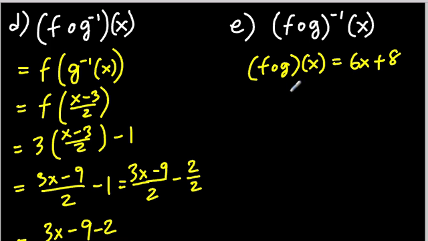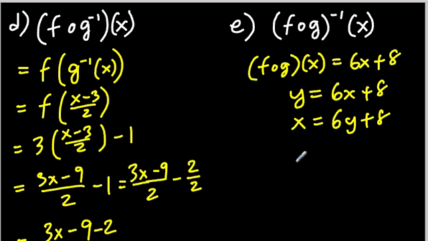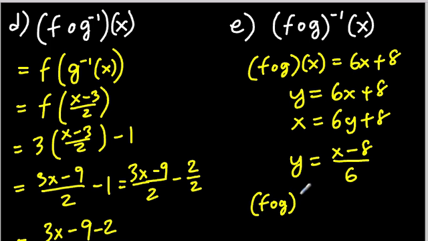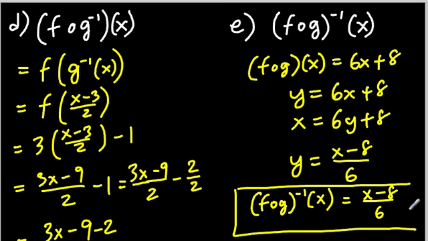So let's just do it as we did before. y equals 6x plus 8. Let's find the inverse of this. So let's switch x and y. x is equal to 6y plus 8. So then y is equal to (x minus 8) divided by 6. There we go. So note the key differences here. Here, we're doing f of g inverse, and here, the inverse of f of g itself.